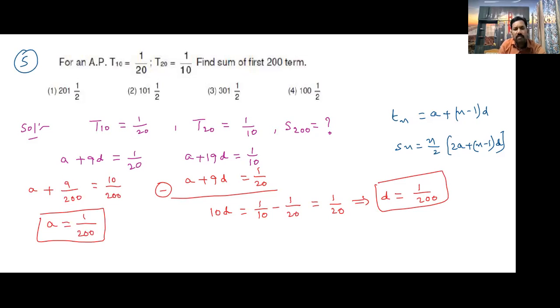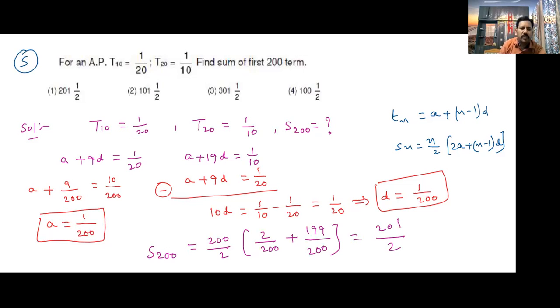Okay. Now, find the sum of 200 terms. What is the formula? 200 by 2 into (2a, that is 2 by 200, plus n minus 1, that means 200 minus 1, 199 divided by 200). Take the LCM, 200 is going to cancel. 201 divided by 2. But see the options, they are given as mixed fractions. 201 by 2 means 100 and 1 by 2. This is the answer. Which option is correct? The fourth option. This is also an easy question.